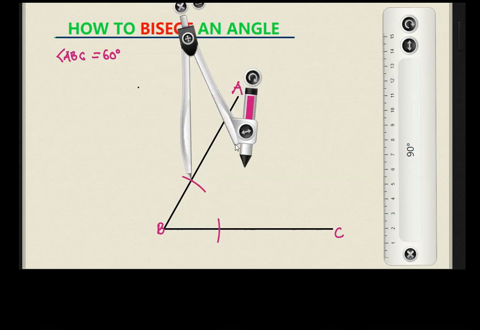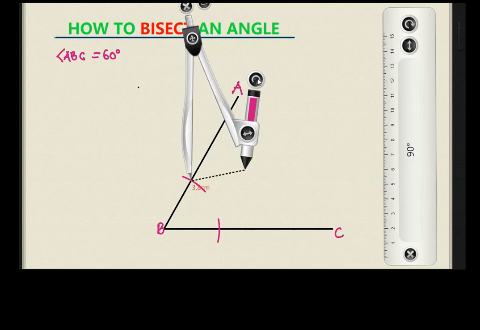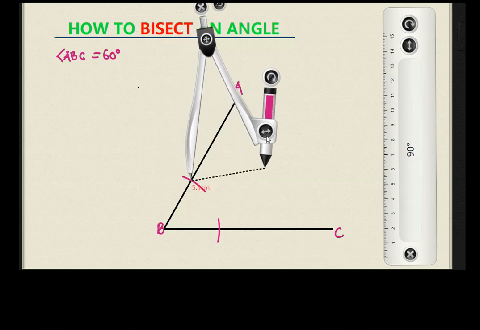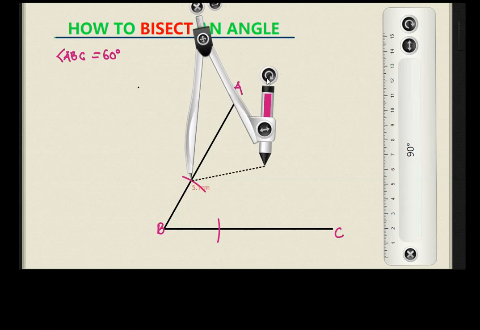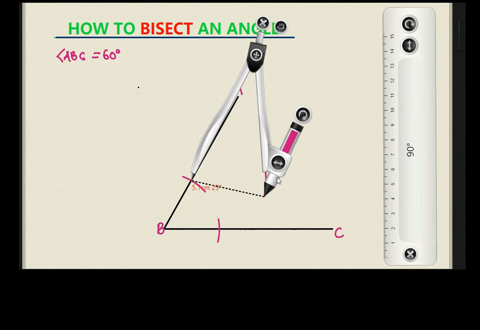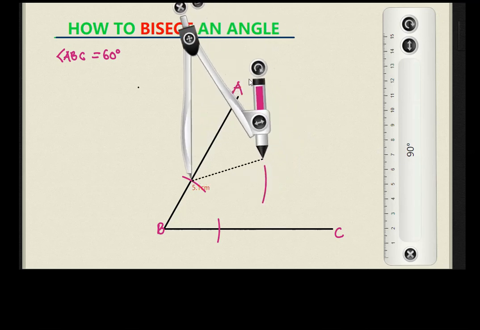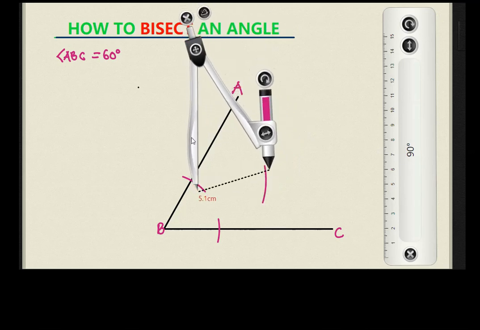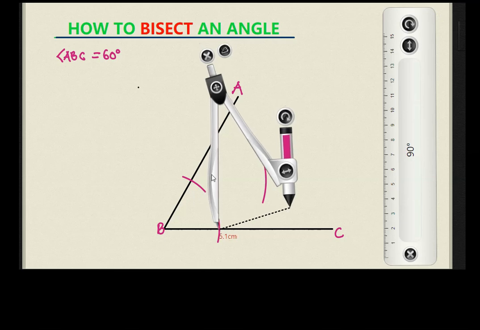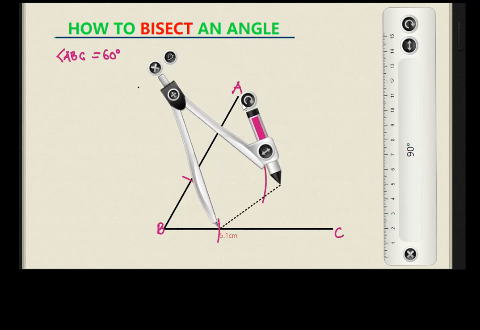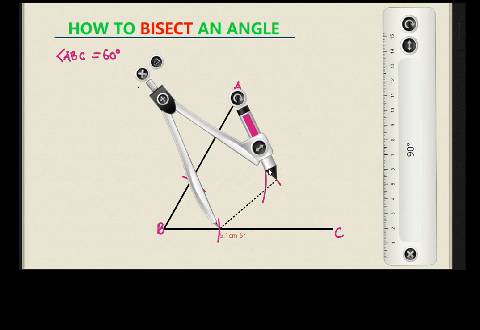At this point I can adjust the radius, and then I can draw an arc like this. After I've drawn that arc successfully, I'll transfer my pointer to this point. Now I'm not allowed at this point to change the radius, and then I will draw another arc such that it will intersect.